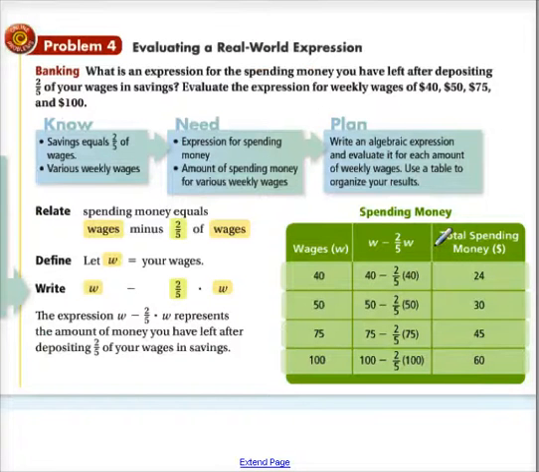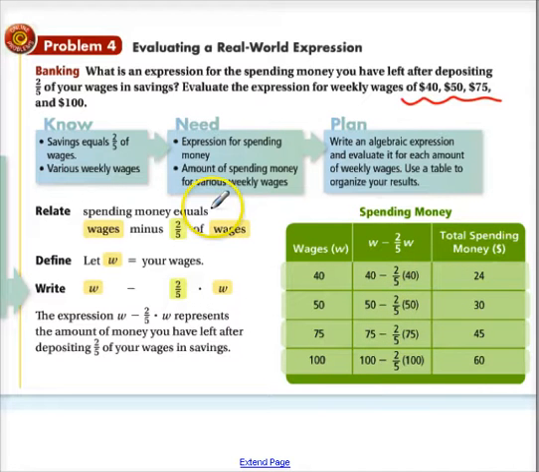Sometimes we have to evaluate a real-world situation or expression. So in this example, you have spending money left over after you put some money away into savings. So let's see. We want to come up with an expression for the amount of money you have left after you put money into savings. So if we look at this little chart here, we want to know how much spending money we're going to have. And it all depends on how much we make for our wages each week. So they've given us some values that they want us to plug in and find out how much spending money.